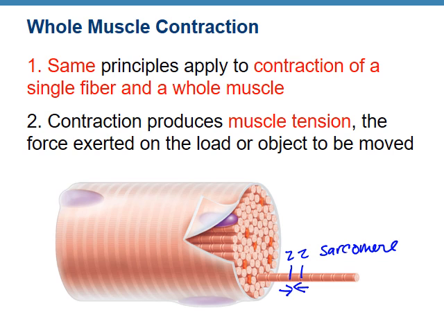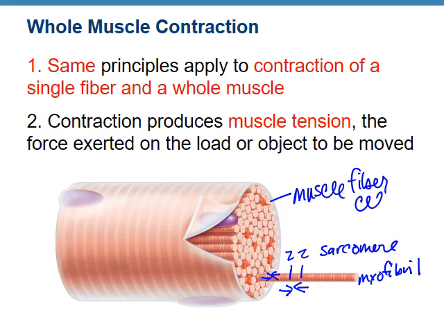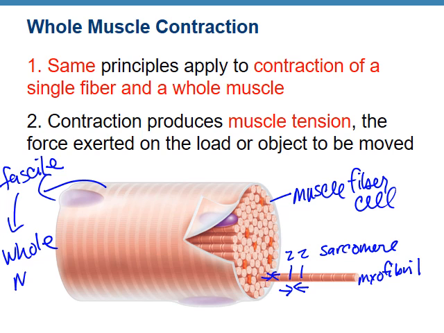When the sarcomere contracts, and you have several of them contracting, right? When the sarcomere contracts, the myofibril contracts. When the myofibril contracts, the muscle fiber cell contracts. When the muscle fiber cells contract, remember back to fascicle, the fascicles contract. When the fascicles contract, the whole muscle contracts.